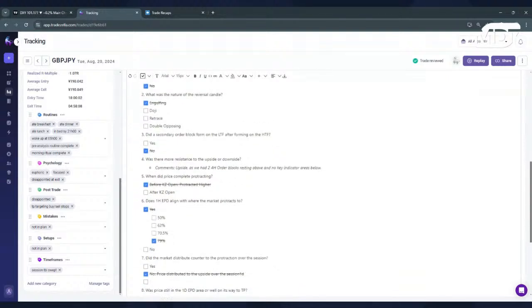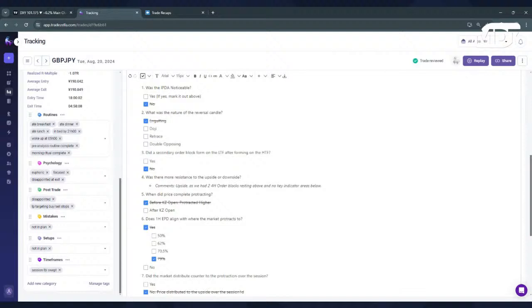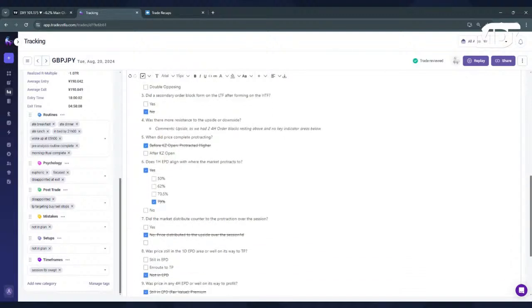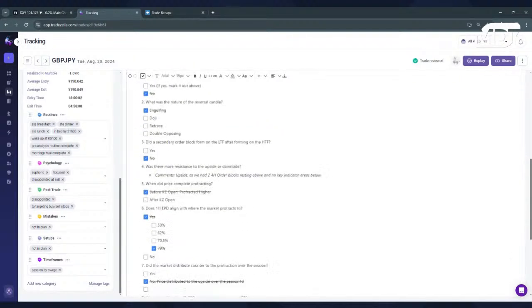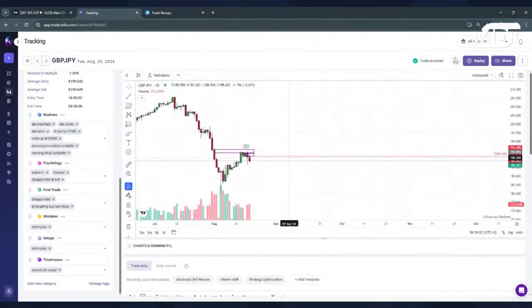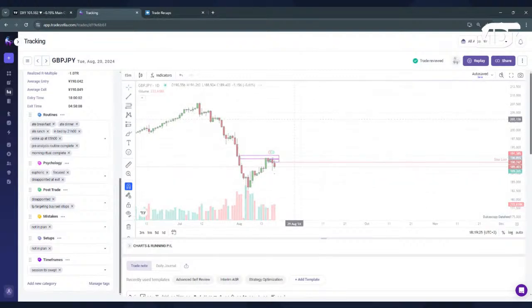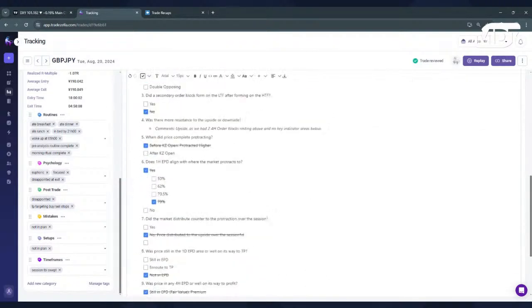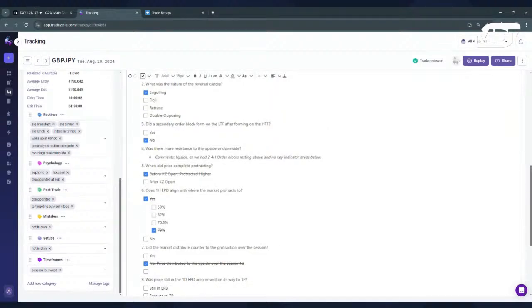And then, when did price complete protracting? This takes us back down to the 15-minute. And I'd said before the kill zone open, that's just something I'm taking note of as I start observing pair tendencies. Some pairs like pound JPY, because it is obviously a yen cross pair, it's quite active, can be quite active during Asian session.